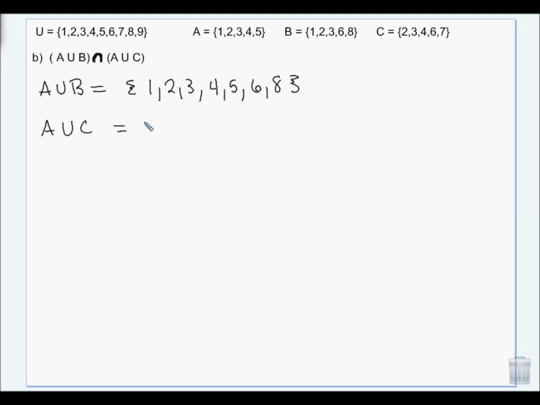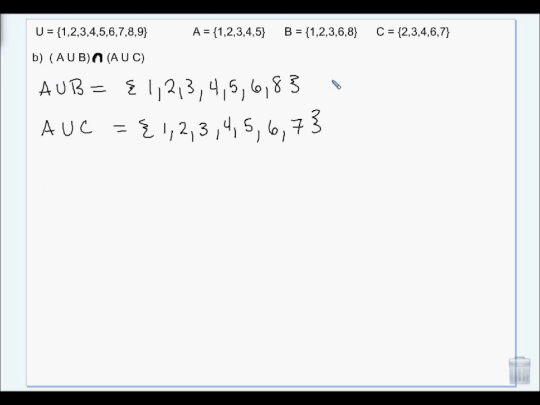And then if I unite A and C, A again is 1, 2, 3, 4, 5, and C is 2, 3, 4, 6, and 7. So I've got 1, 2, and 3. That's from A, and then the 2 and 3 from C, and a 4, 5 from A, and 6 and 7 from C. Okay. So now I've done each of the parentheses.